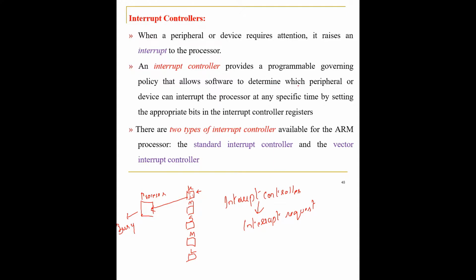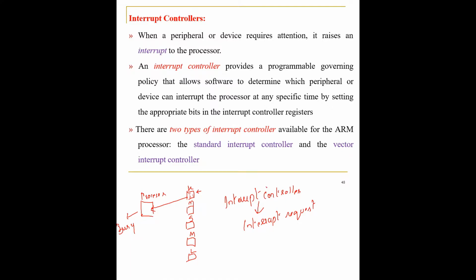The interrupt controller provides a programmable governing policy that allows the software to determine which peripheral or device can interrupt the processor at any specific time by setting the appropriate bits in the interrupt controller register. So that's what I said. The basic work of the interrupt controller is to raise the interrupt request.